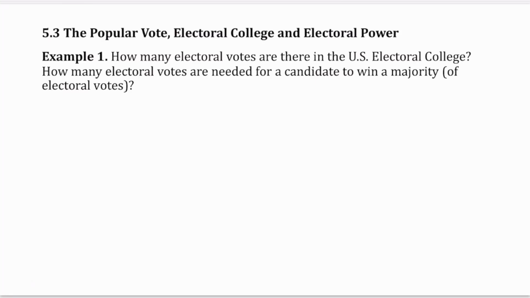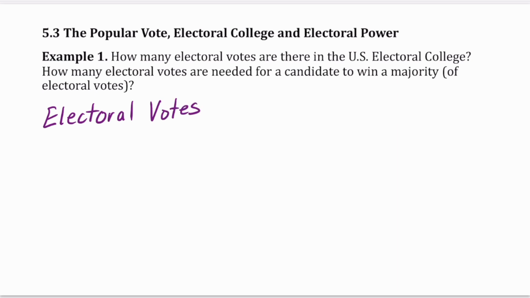Section 5.3 looks at the popular vote, electoral college, and electoral power. Example 1. How many electoral votes are there in the U.S. Electoral College? How many electoral votes are needed for a candidate to win a majority of electoral votes?